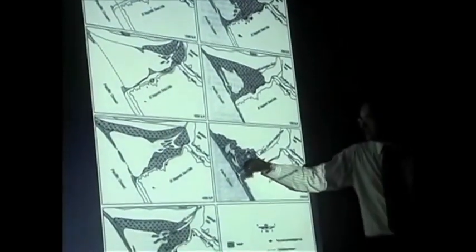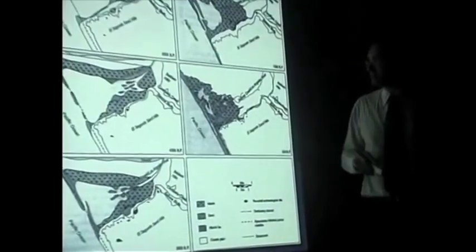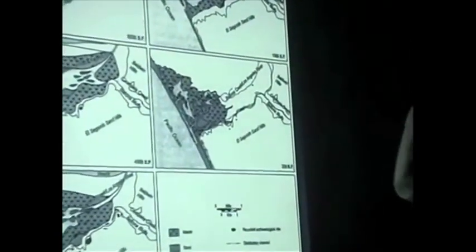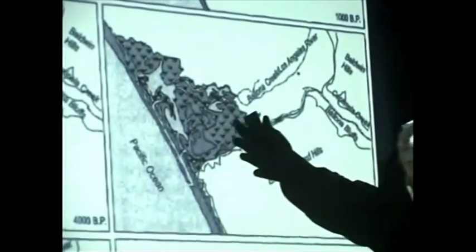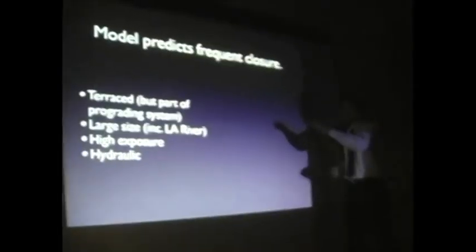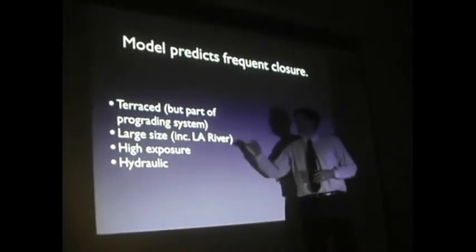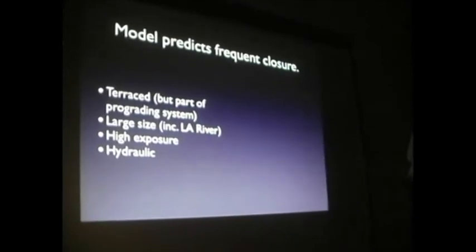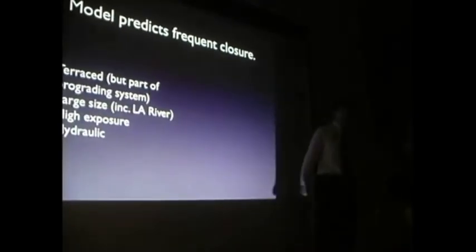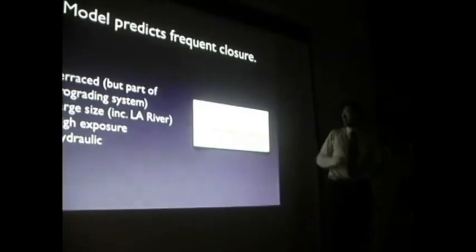And this here is a hydraulically defined opening. If you wanted to go something that was open to the ocean and fully tidal all the time, you'd need to go back about 4,000 years. So, our model predicts frequent closure. It's terraced, but part of a prograding system. Large size, okay, if you include the Yellow River, it's large size. If you don't, it's a little bit smaller. High exposure, hydraulic system. And this is our generalized model for that.